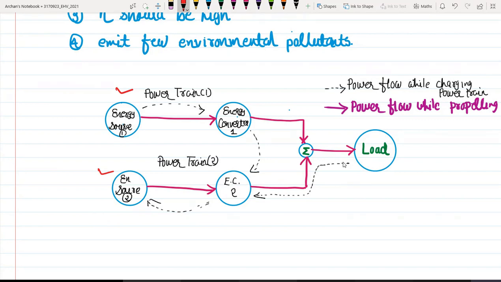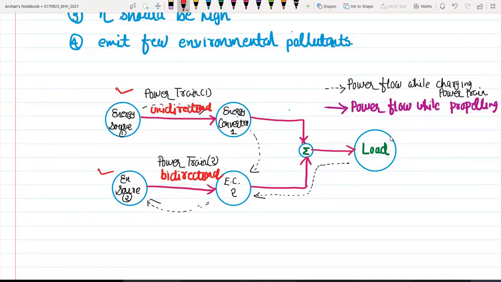Then fourth possibility is powertrain 2, you can see it is bidirectional, and powertrain 1 is unidirectional. So in this particular case, powertrain 2 will obtain the power from the load. In which case? In the case of braking. We call it regenerative braking.